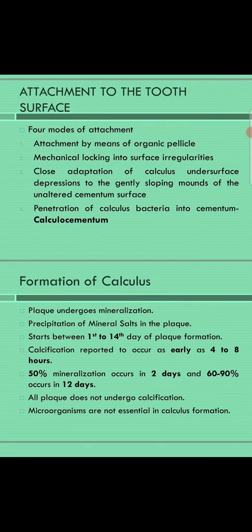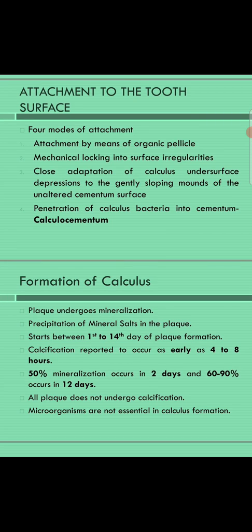Now come to the attachment to the tooth surface. How does calculus attach to the tooth surface? There are 4 modes of attachment. Number 1 is attachment by means of organic pellicle, because first the pellicle is formed due to salivary protein, then when microorganisms come and colonize in the pellicle, this is known as plaque. When plaque calcifies, this is known as calculus. This is one method, attachment by means of organic pellicle.